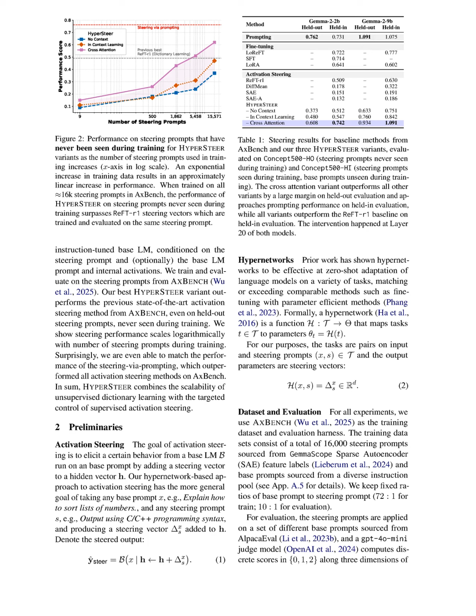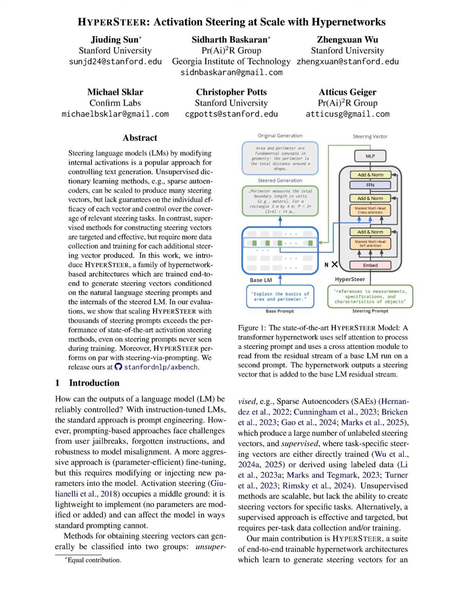HYPERSTEER demonstrated significant advancements in steering performance, outperforming the previous state-of-the-art activation steering method from AXBENCH, even on held-out steering prompts that were not seen during training. Notably, it matched the performance of steering via prompting, which had previously outperformed all activation steering methods. The results indicated that steering performance scales logarithmically with the number of steering prompts used during training, showcasing HYPERSTEER's scalability, akin to unsupervised methods while maintaining the targeted control of supervised approaches.